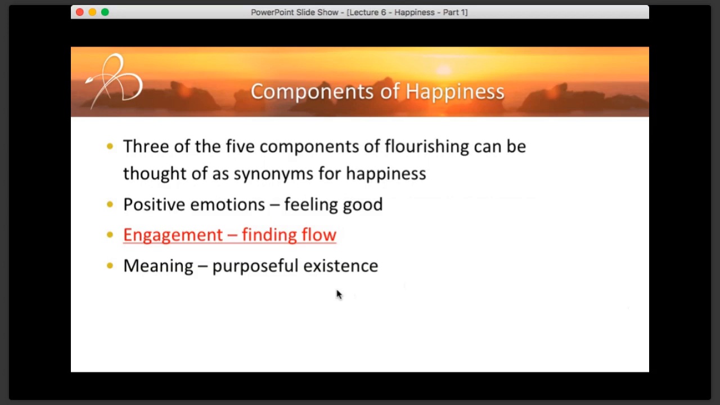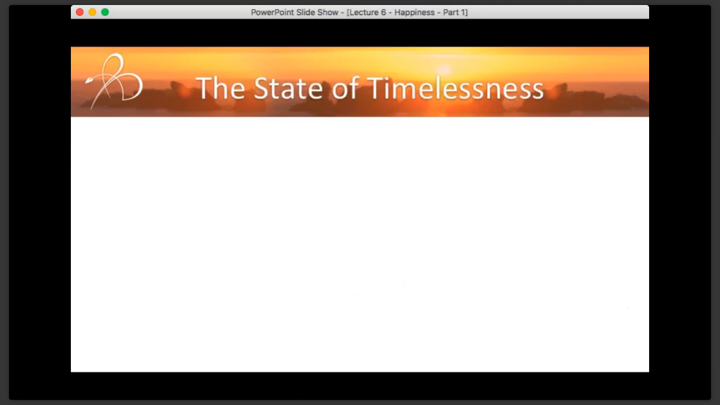Let's go to the next component of happiness, which is engagement. Mihai Csikszentmihalyi, who never asked anyone to pronounce or spell his name, but he's happy to go by Mike, and he's given this beautiful phonetic pronunciation key for his name. He is a professor at Claremont Graduate University, I think, in Southern California.